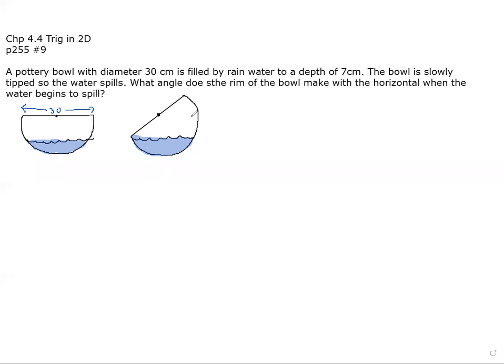Okay, take 5. This is chapter 4.4, Trigonometry in 2D. By request, someone has asked to have an explanation for page 255, number 9. So I'm paraphrasing this question.